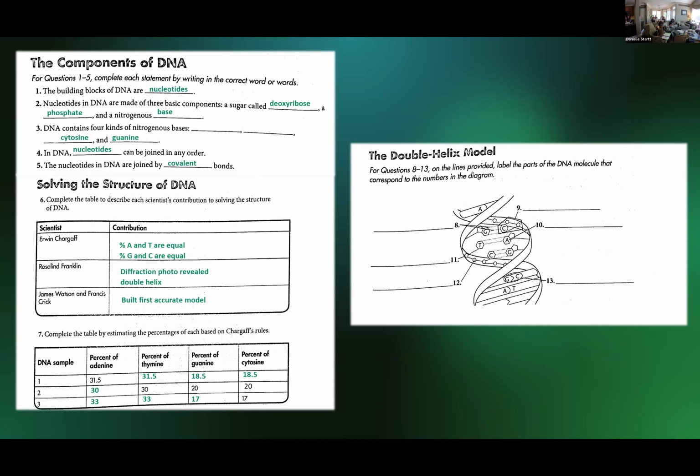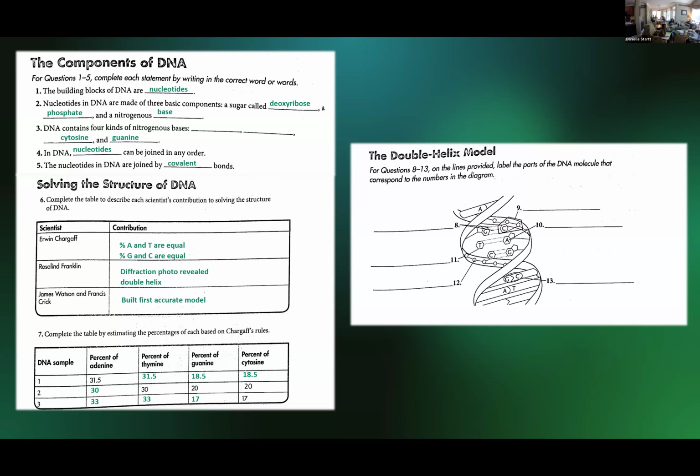You need 100%. If you know one, and there are four, and they go in pairs. If you know one, let's make it really simple. Let's just say you have 10% adenine. Then what percent thymine must you have? 10, because they're always equal. What's our total for percent?